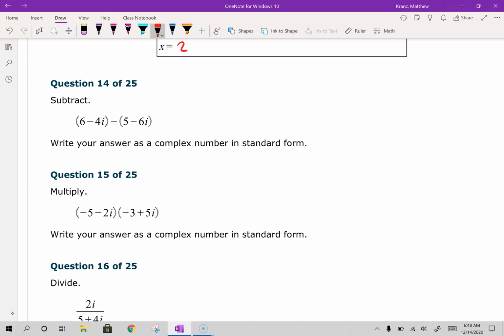Subtract. Well, when we do this, we do real numbers with real numbers and imaginary with imaginary. So when you think about it, this is just 6 minus 5, which is 1, and negative 4 minus a negative 6, which is negative 10i. Oops, I'm sorry. Negative 4 minus, it's plus 2i. Negative negative is positive.